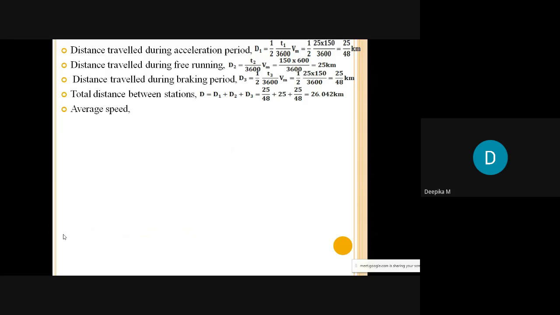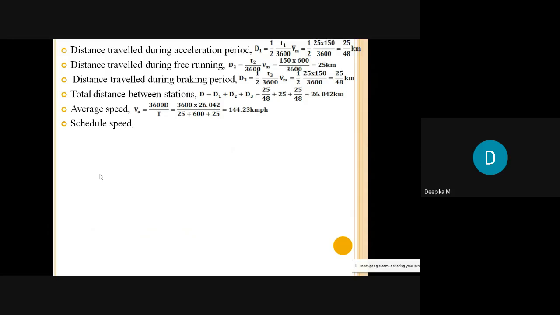Next, what is the average speed? We know that the average speed VA is 3600 D by T. So substitute all the data. D is 26.042 kilometers and T is the sum of these three periods, that is T1 plus T2 plus T3, which gives 144.23 kilometers per hour.